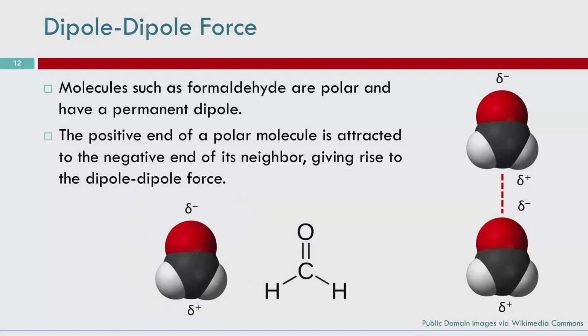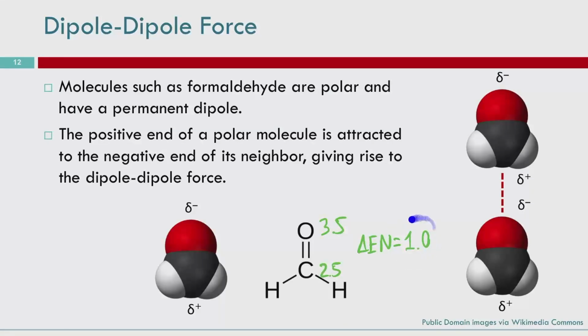We've got formaldehyde. We know that formaldehyde is polar because we've got carbon in the middle. Carbon's got an electronegativity value of 2.5. Oxygen has a value of 3.5. And so our difference in electronegativity here between the oxygen and the carbon is 1. And that is well within our polar bond range, our polar bond range being from 0.4 to 2.0 for polar. So we've got a polar bond here.